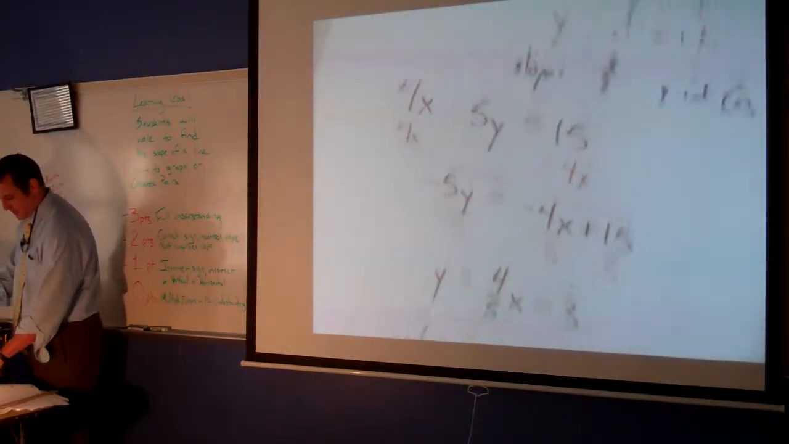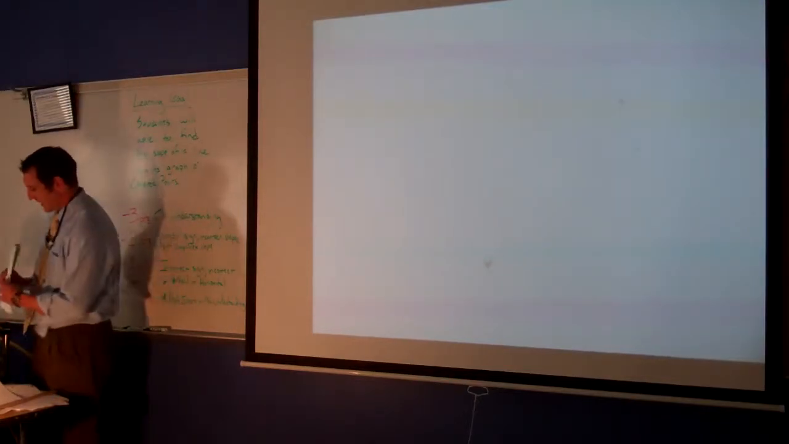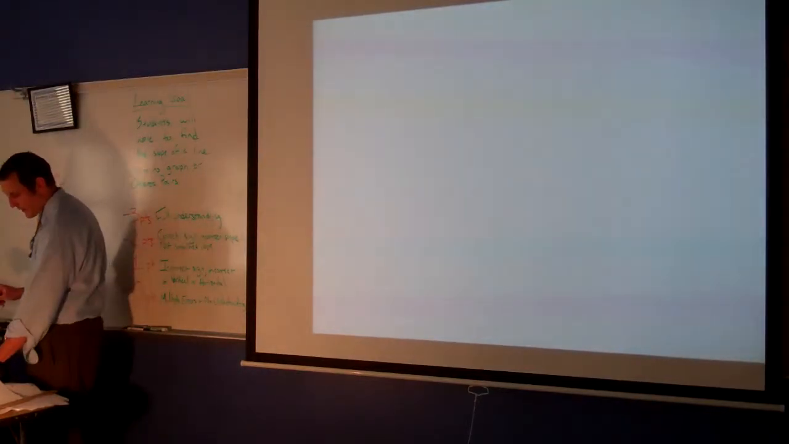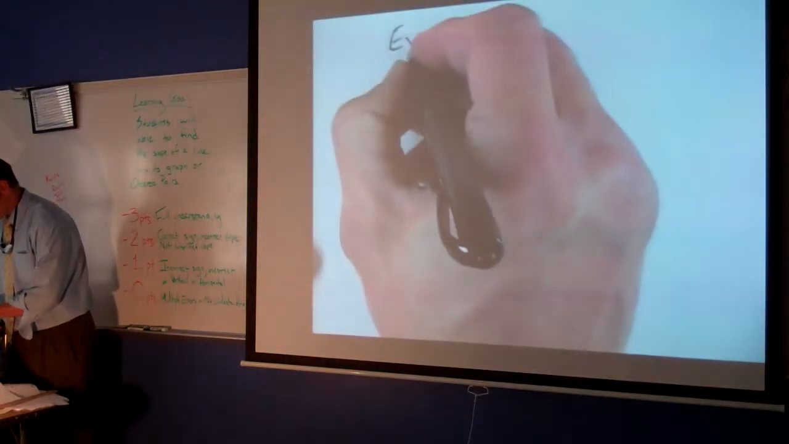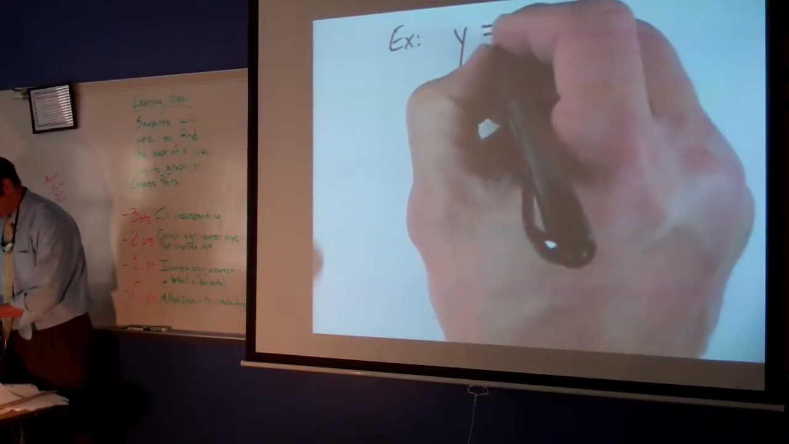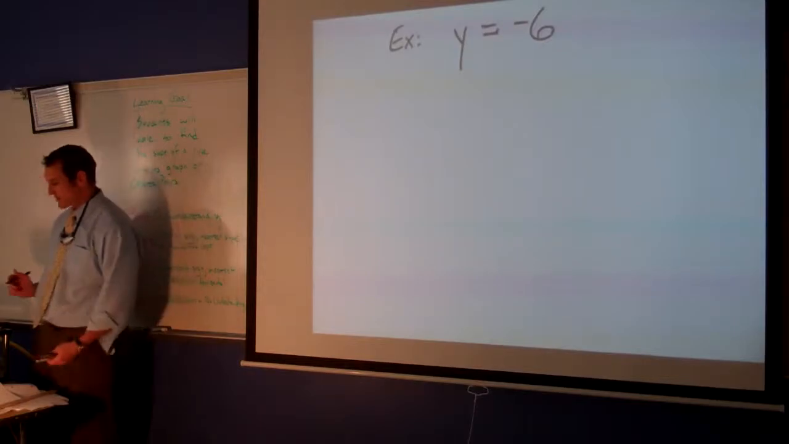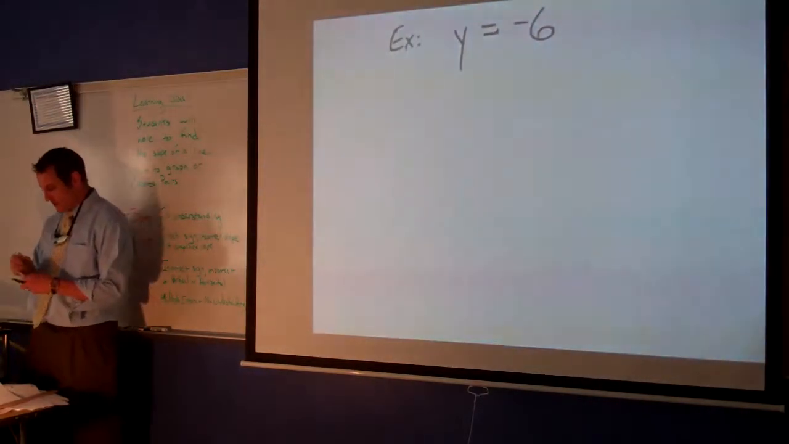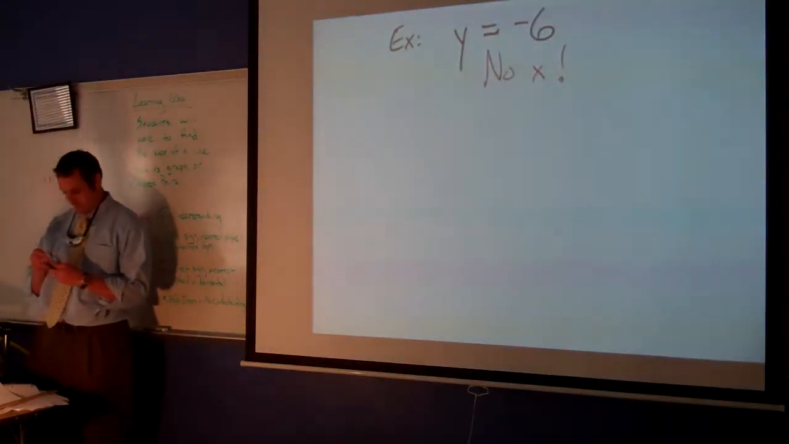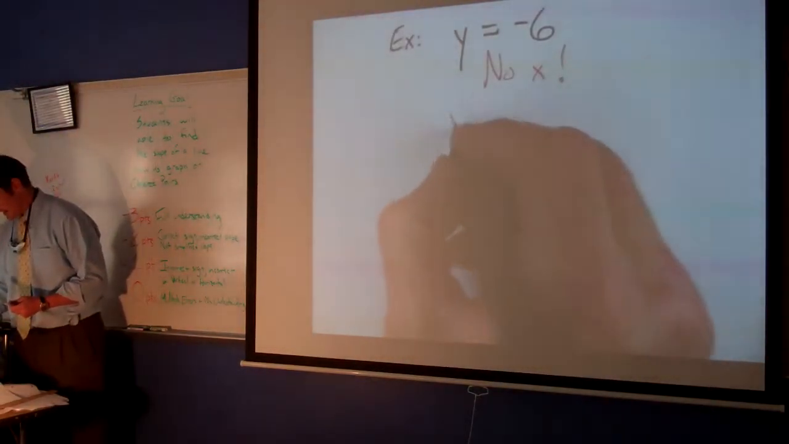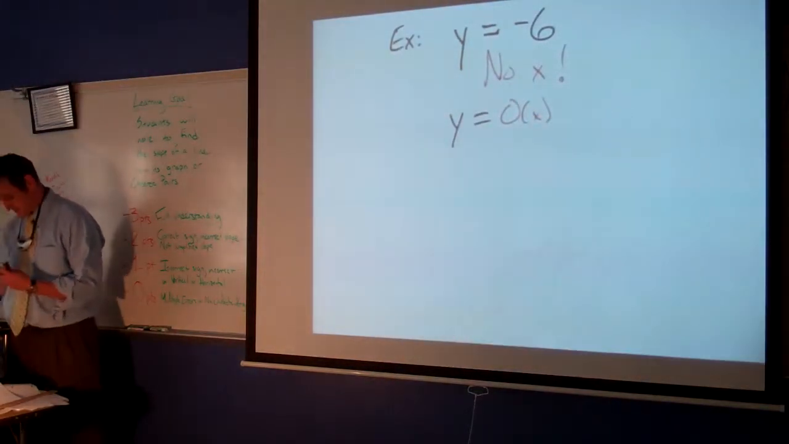So now let's get into a couple of tricks before we wrap up here. What about vertical lines and horizontal lines? What about equations that are missing a variable? So here's an example. What if we had the equation y equals negative 6? There is no x term. What does that mean? That means you're actually looking at y equals 0x minus 6.